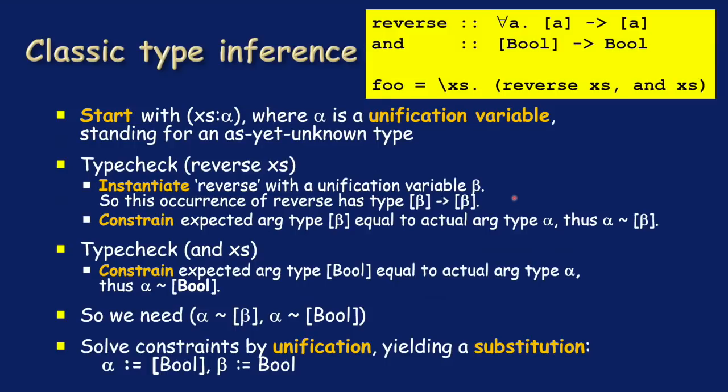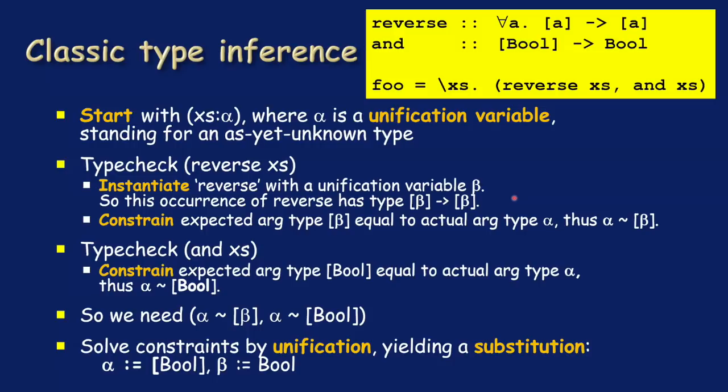We just solve those equality constraints, and we can solve them by unification. Standard Robinson unification. That yields a substitution: alpha must be list of bool, and beta must be bool. That's right, and there's our solution. Now we know what alpha and beta stood for. They were as yet unknown variables, and now they stand for known types. We know exactly what they are.